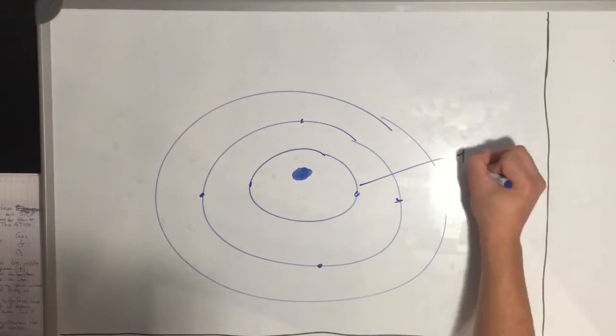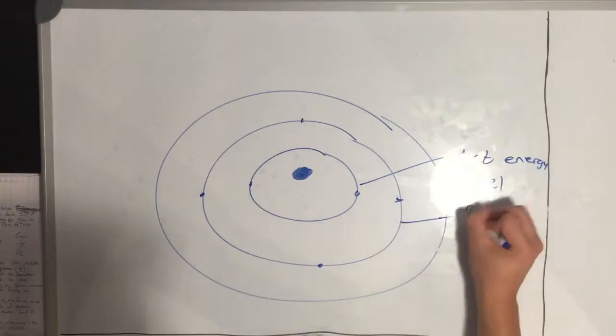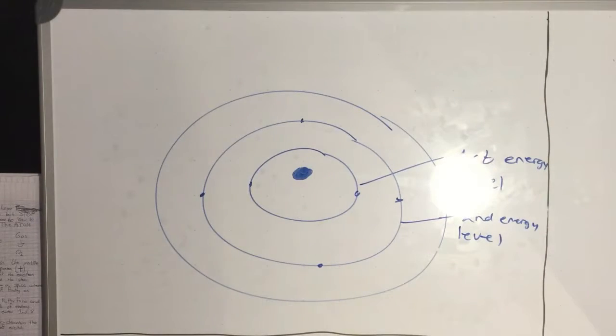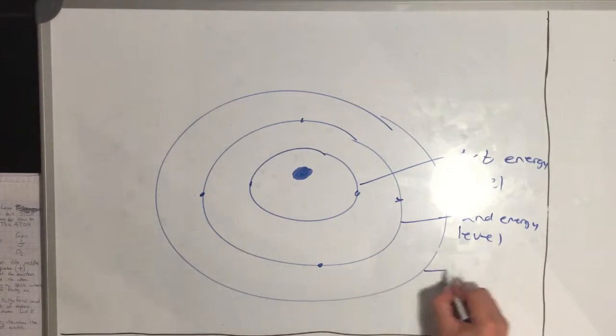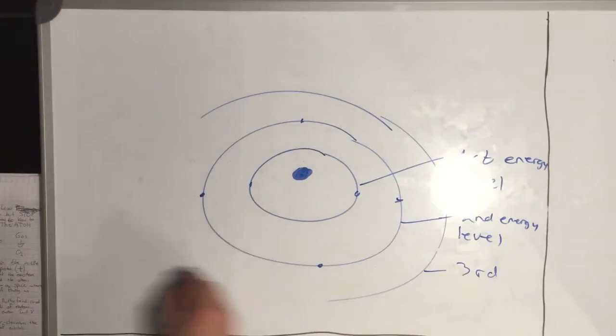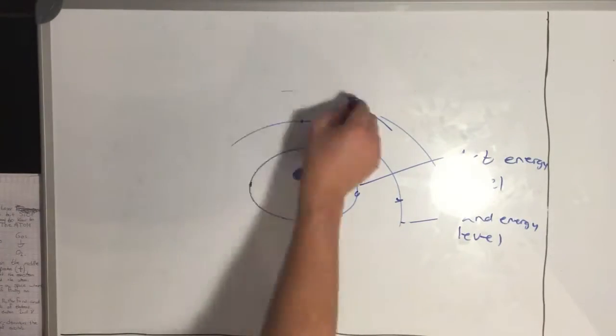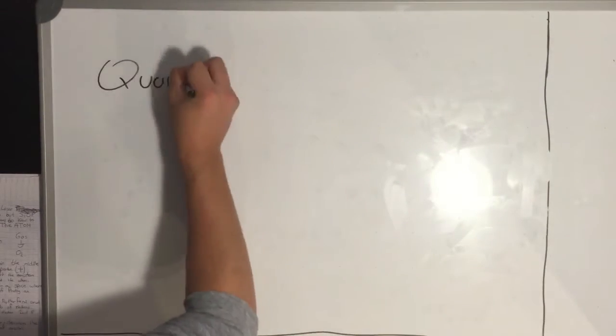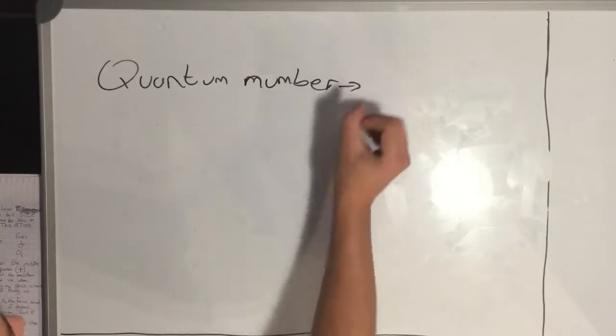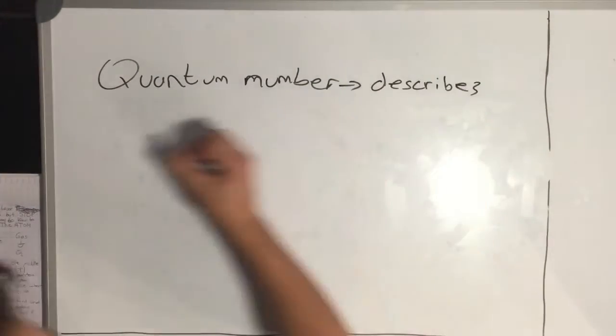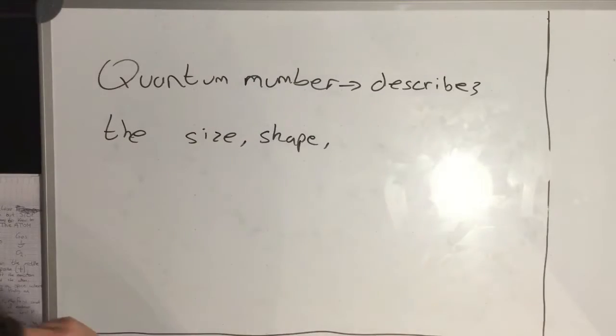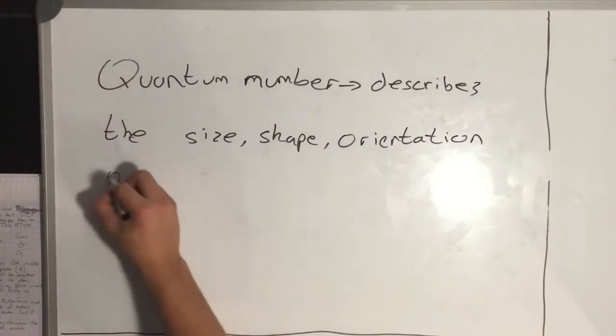These rings are different energy levels. The closer it is to the nucleus, the lower energy it has. The first energy level can contain up to 2 electrons, and the rest of the energy levels can contain up to 8 electrons. When we want to describe the shape and structure of an orbital, we refer to quantum numbers. Quantum numbers describe the size, the shape, and orientation of the orbitals.